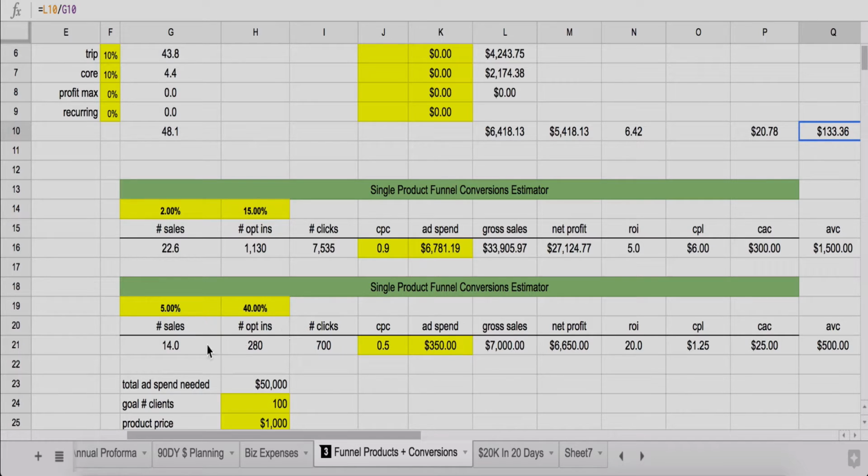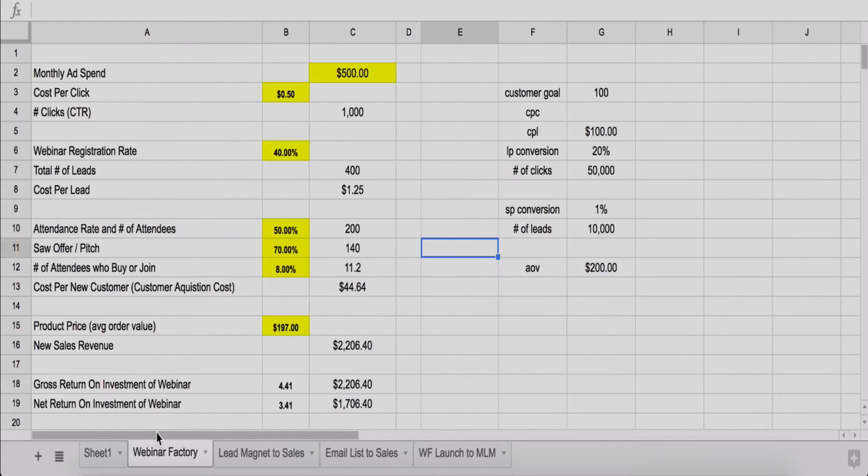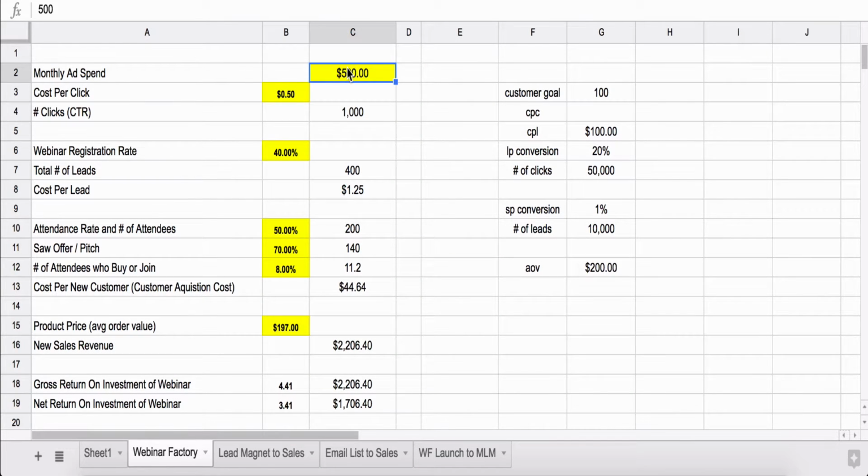I have a bunch of these different spreadsheets. Over here, if you're running webinars, you could do the same thing. You spend $1,000 for your ad spend. Let's say your cost per click was 30 cents, and your registration on the webinar registration page was, let's say, 35%. And say your attendance rate was 40%. Then what it's doing here, again, the yellow are the conversion points that you can edit.